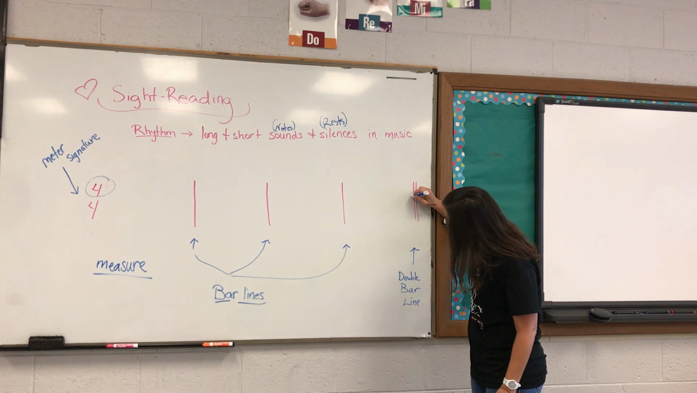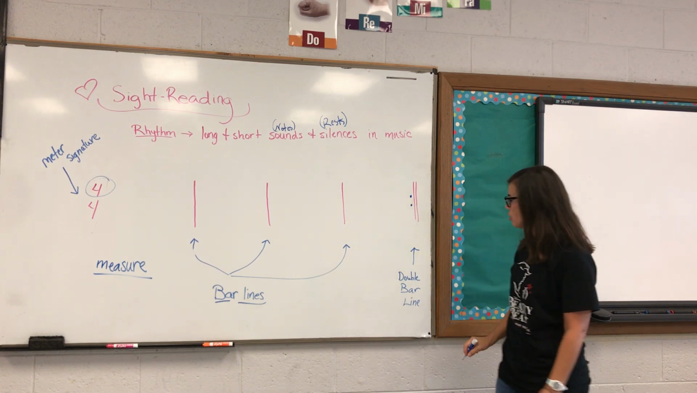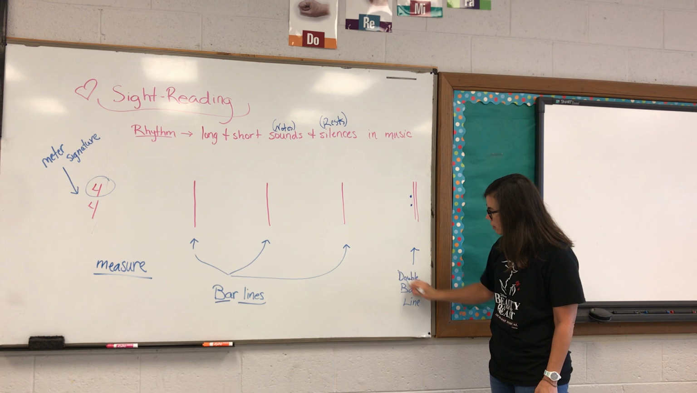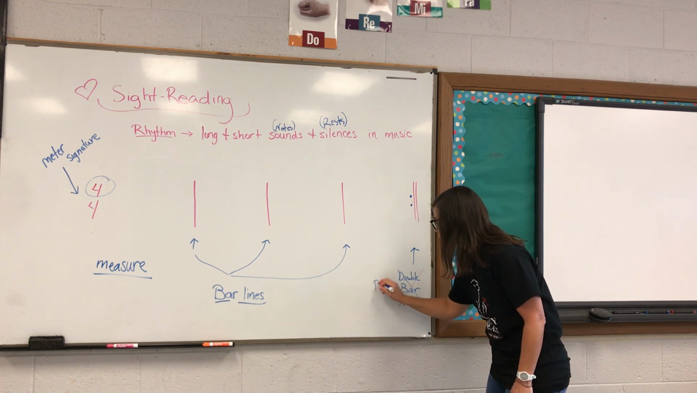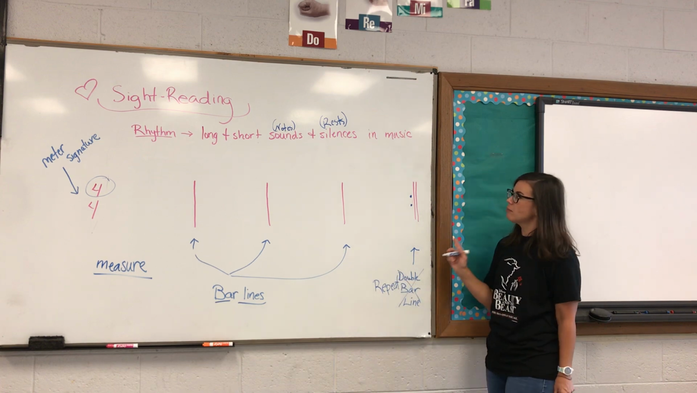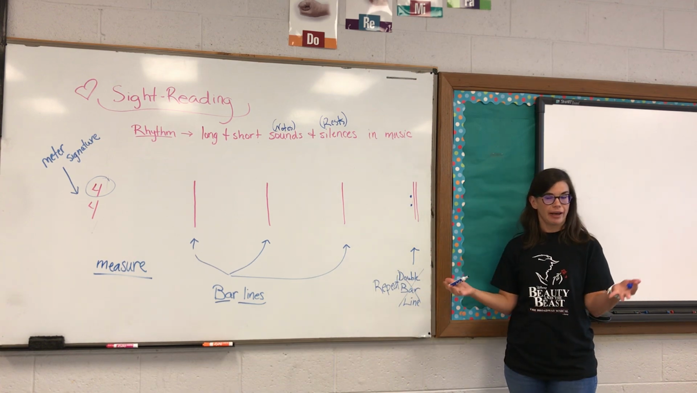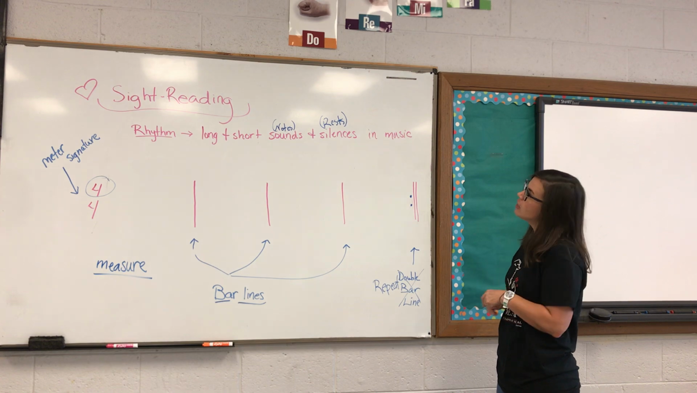If I were to take two dots and put them right here, this double bar line becomes a repeat sign. And you will need to know this too. A repeat sign means you go back and you do it again, okay? So you will need to know that.